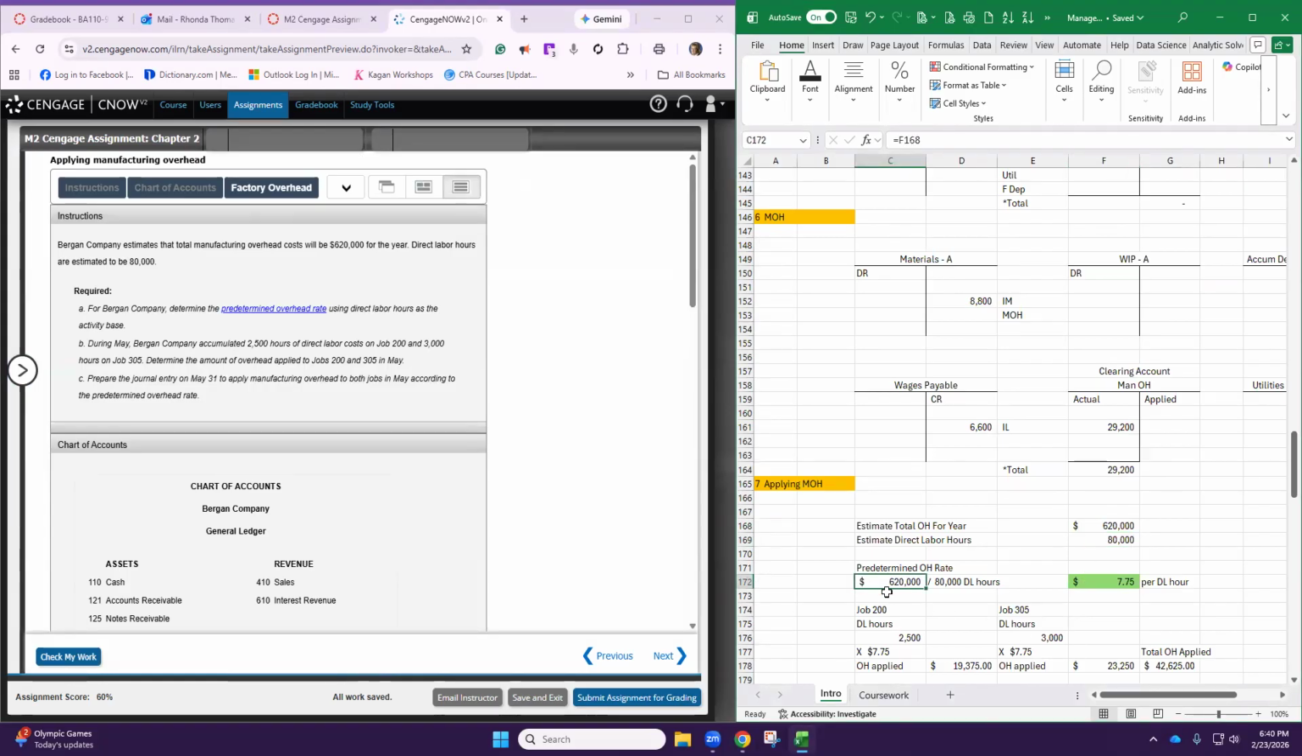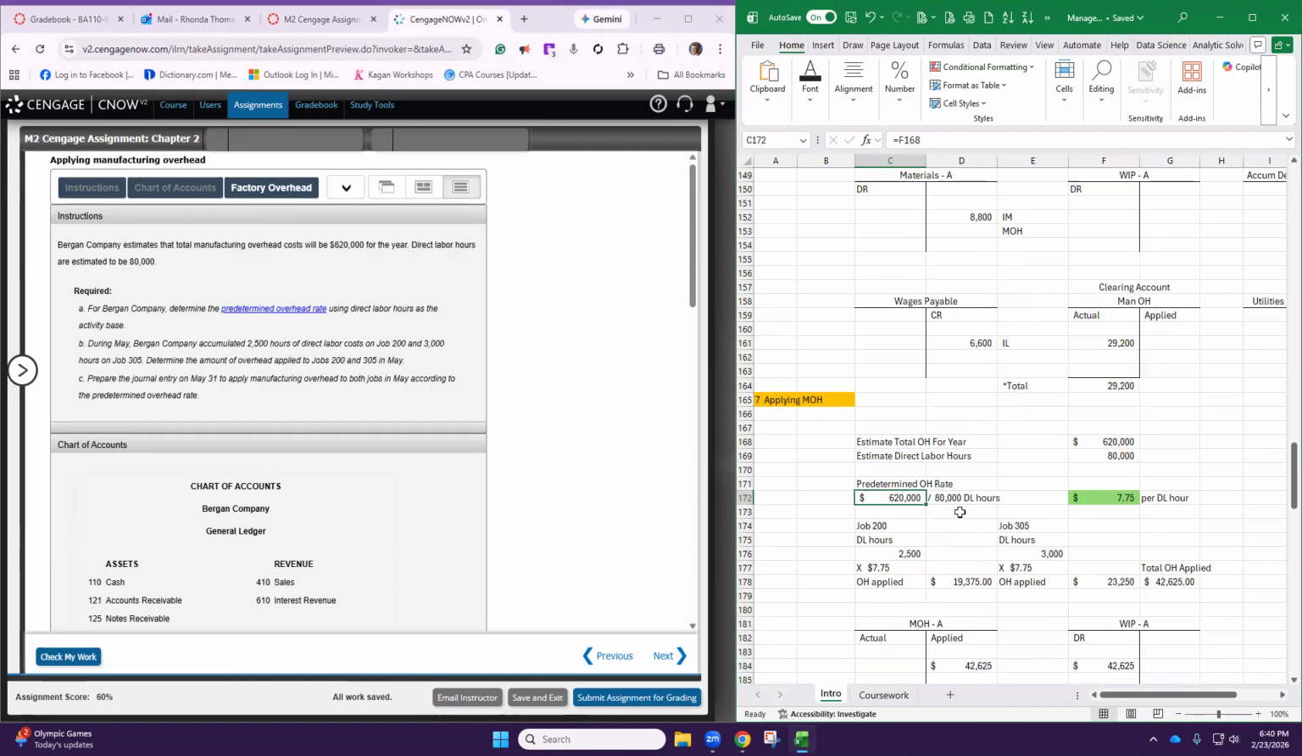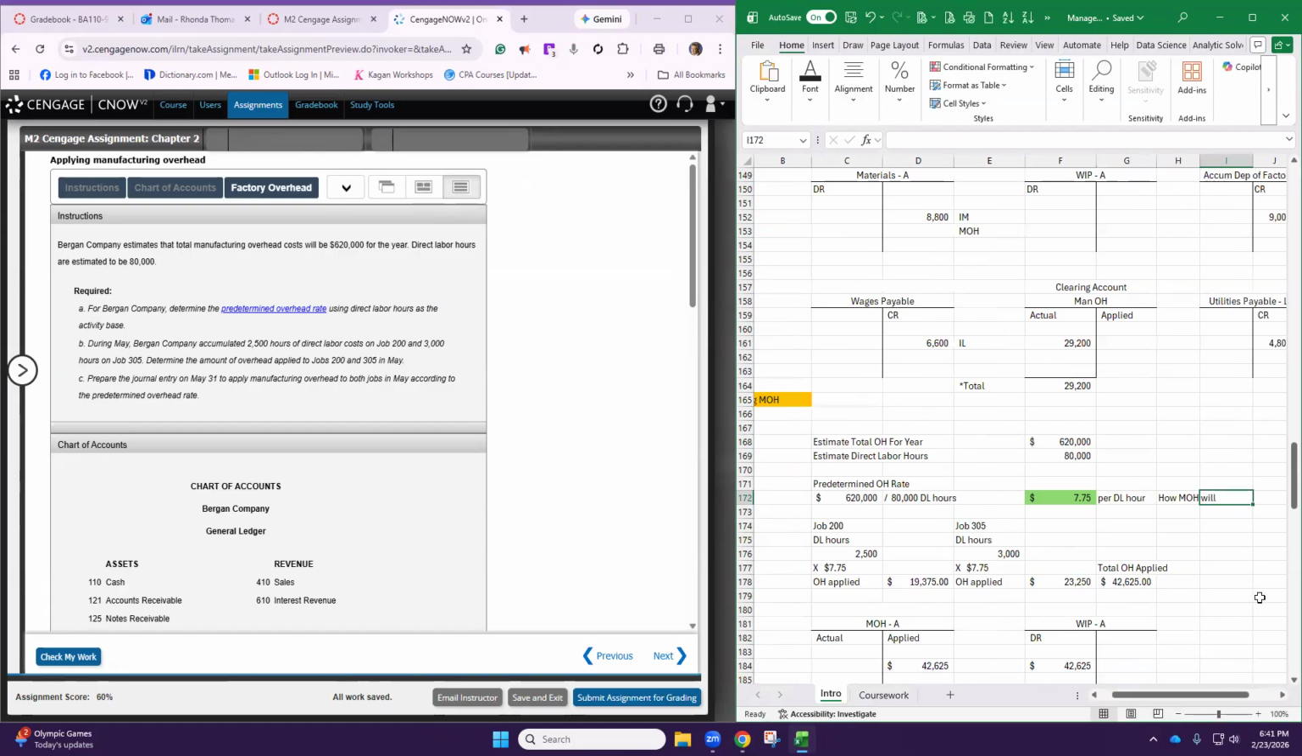Okay, so we're going to do a calculation of 620,000 divided by 80,000 hours, and we will get $7.75 per direct labor hour. You say, what is that? This is how we're going to apply the overhead. Okay, so I'll put this, how MOH will be applied to each job.